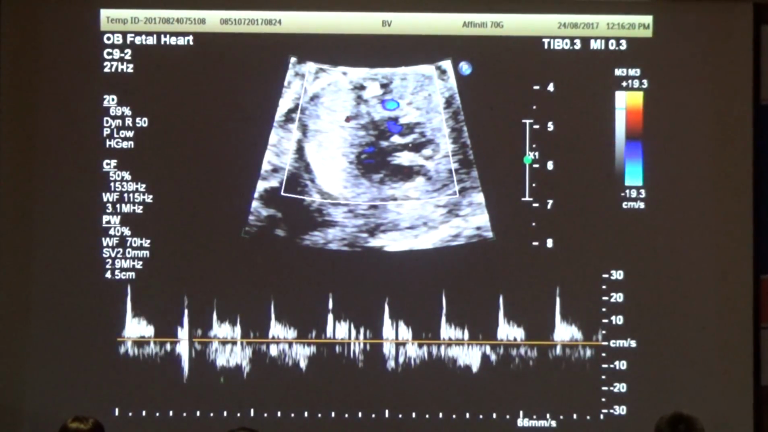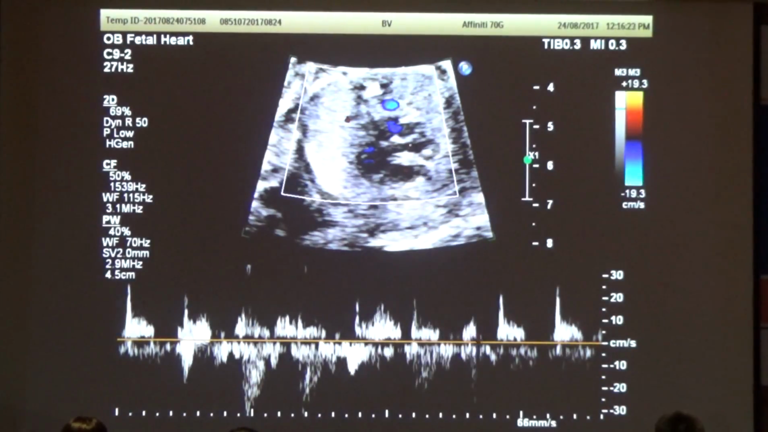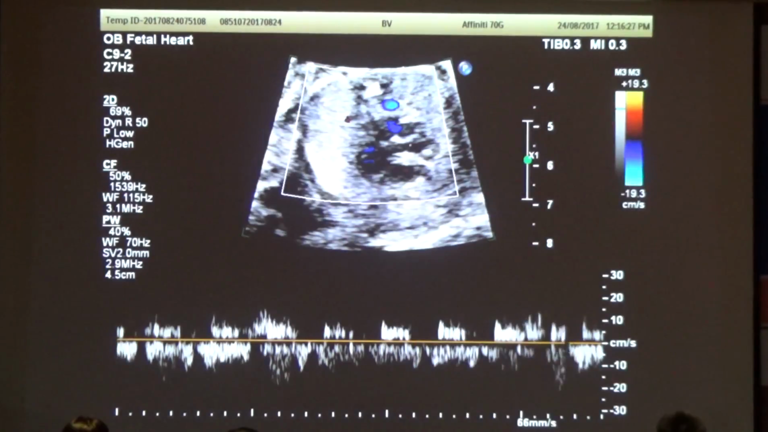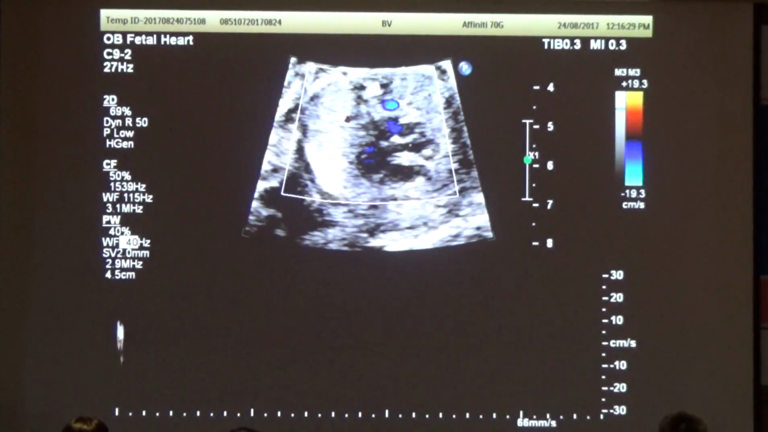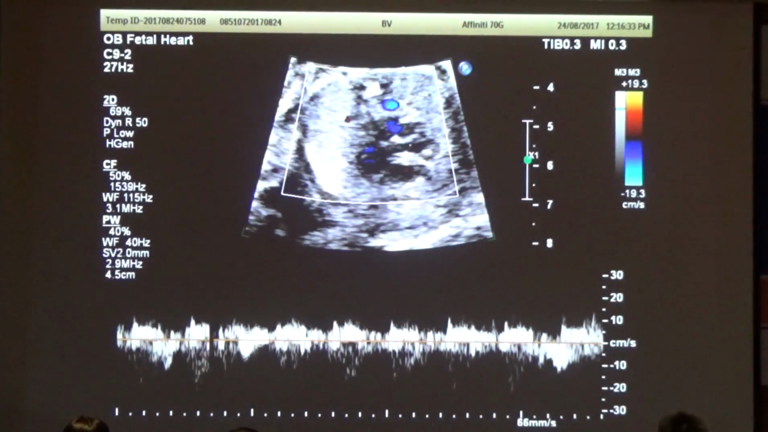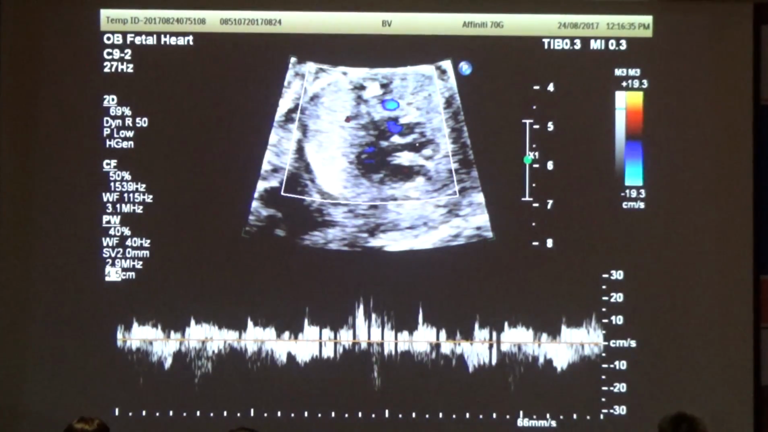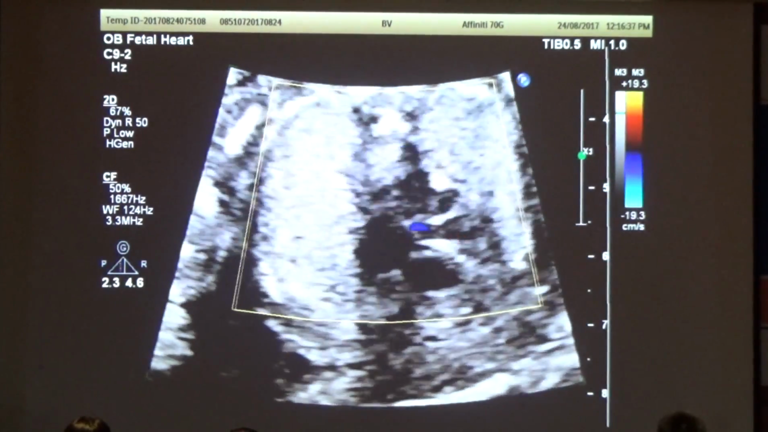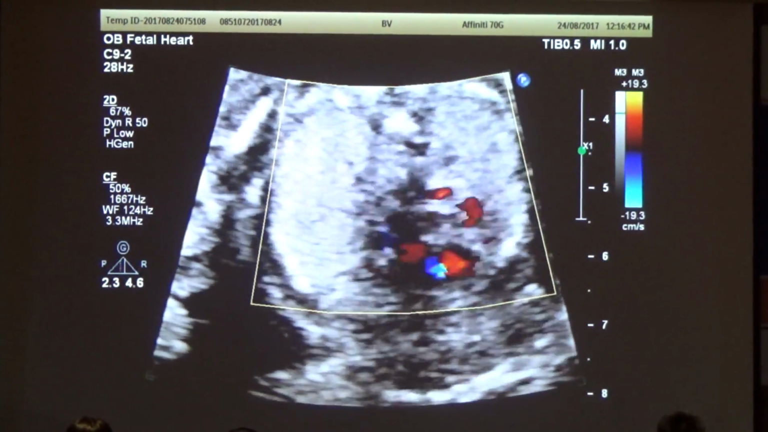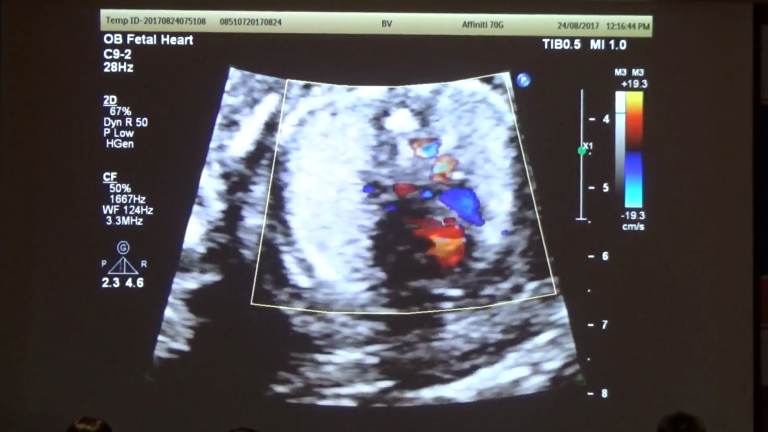Can we lower the filter, please? See, I know what I want to do, I just don't know how to do it. Okay, all right. So now I want to get out of pulse wave, and I look with the color. Color is what I work with. It's my fundamental. Okay, there's the descending aorta.